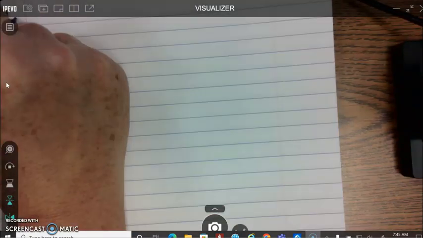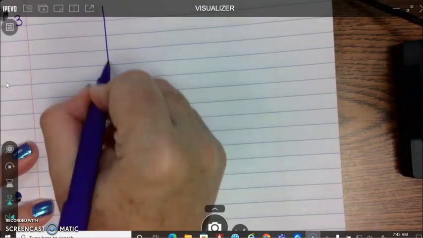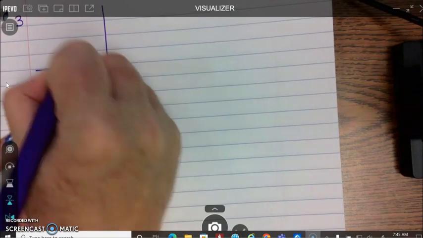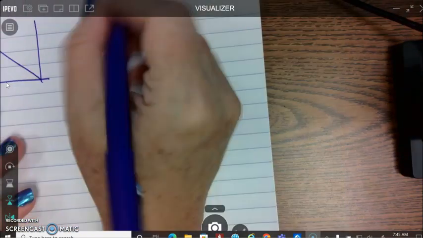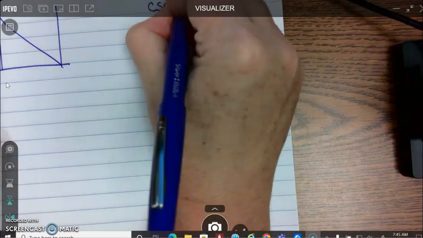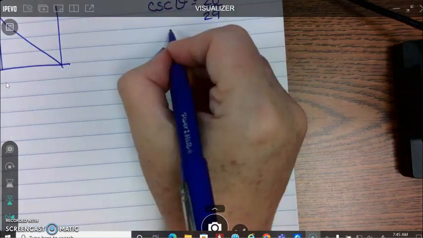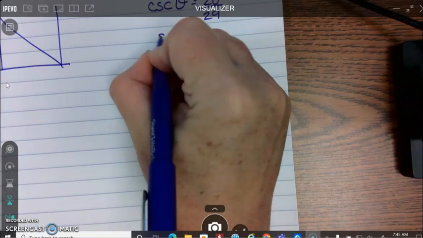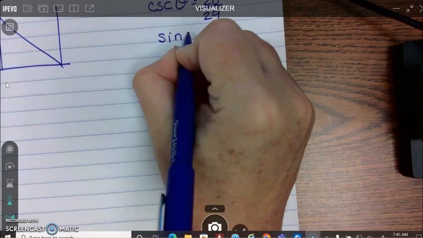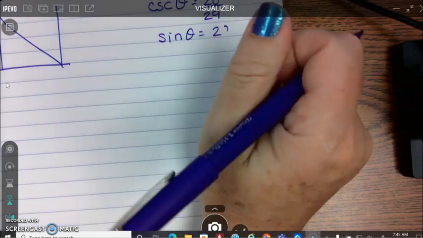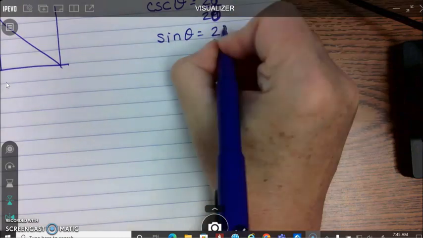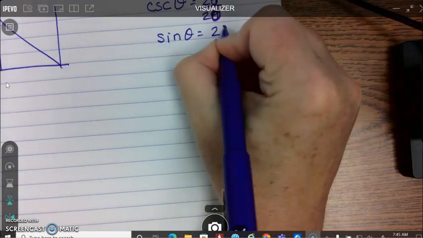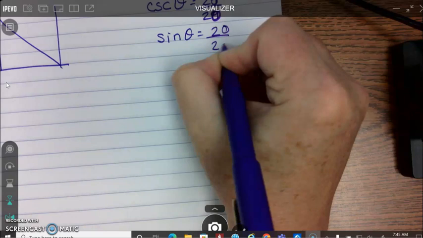Number 3, they tell us we're in quadrant 2. Okay, and then they give us cosecant, which is 20 over 29. So we know that this is going to be sine. So it's 29 over 20. And this will be 20 over 29. Don't you hate it? Let me flip it.